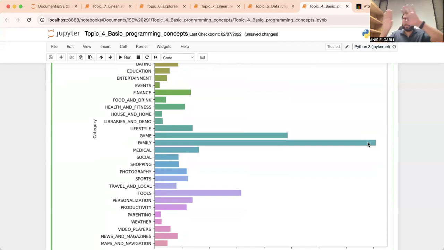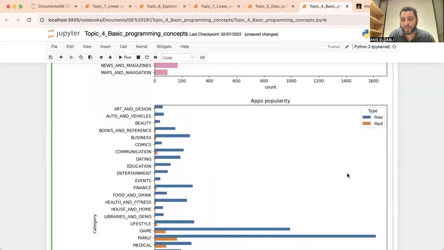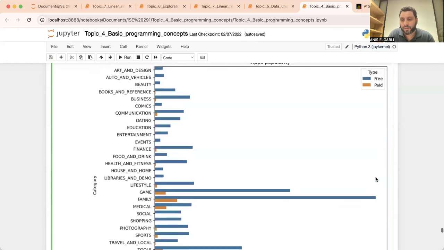So what we are doing here, we are splitting this set into 2 subsets. The subset where the value for type is free, and the subset where the value of the type attribute is paid. And we're plotting the statistics of those separately. So we're plotting the statistics of paid separate from free. So 1 bar for the frequency of paid, separate from the frequency of free. 1 bar for the paid family applications, and 1 bar for the, sorry, this is the free. Okay, the blue one is the free.